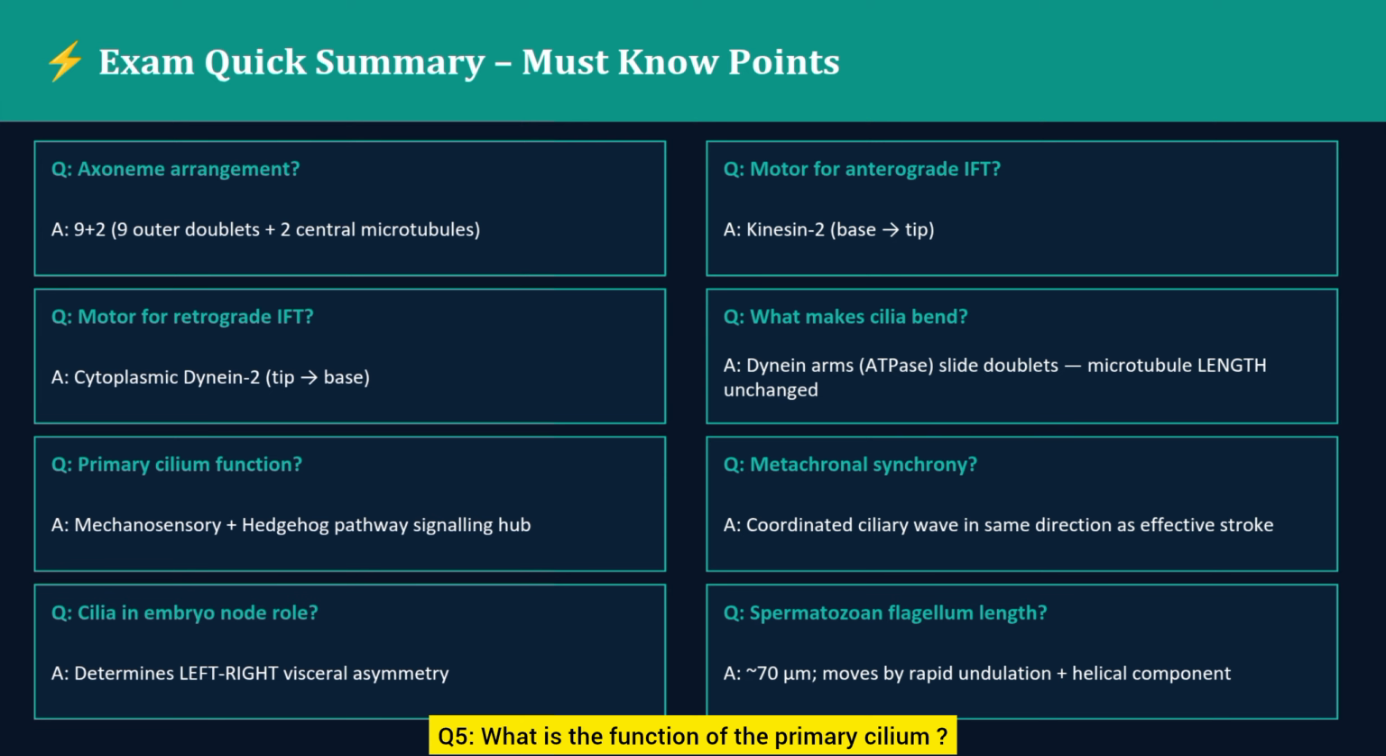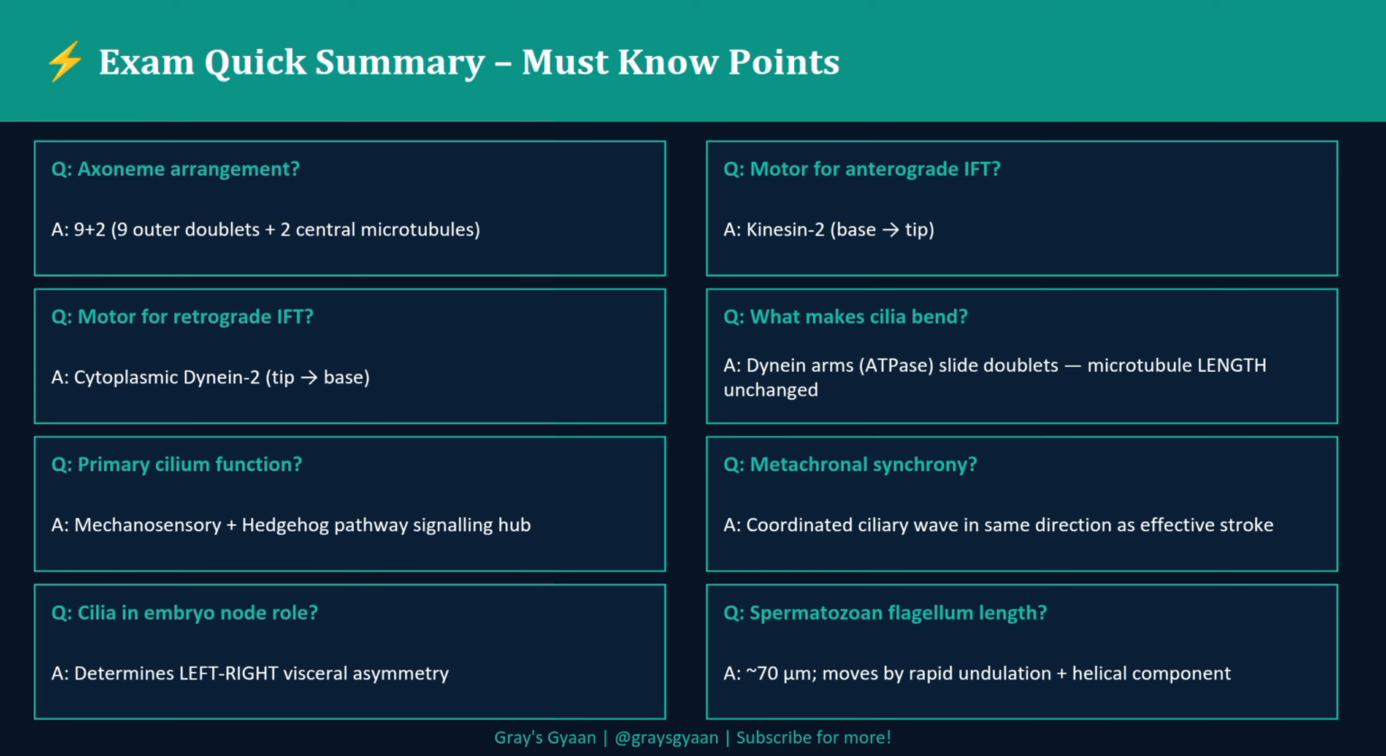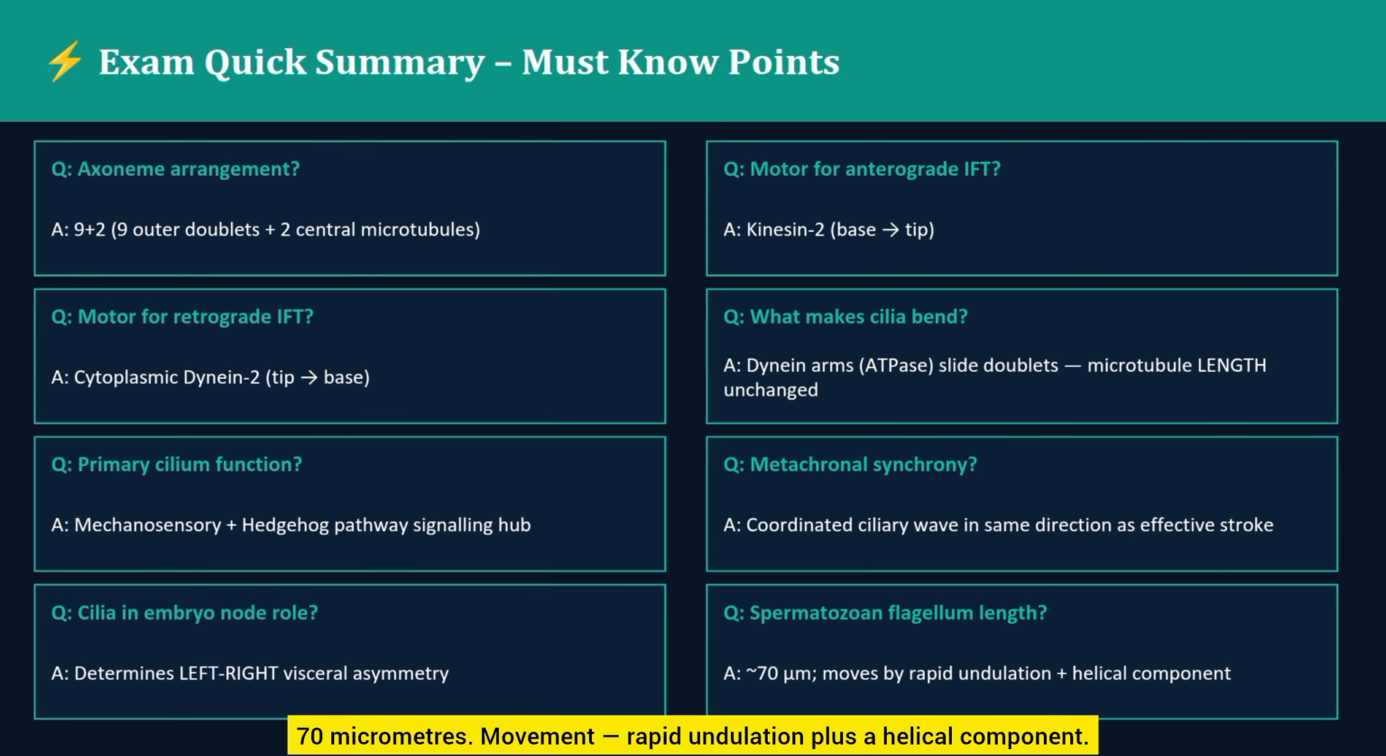Question 5. What is the function of the primary cilium? Mechanosensory role plus it is the hub of the hedgehog signaling pathway. Question 6. What is metachronal synchrony? A coordinated wave of cilia that travels in the same direction as the effective stroke. Question 7. What is the role of cilia in the embryo? Determining left-right visceral asymmetry, cardiac situs, liver position. Question 8. What is the length of the spermatozoan flagellum? 70 micrometers. Movement, rapid undulation plus a helical component.